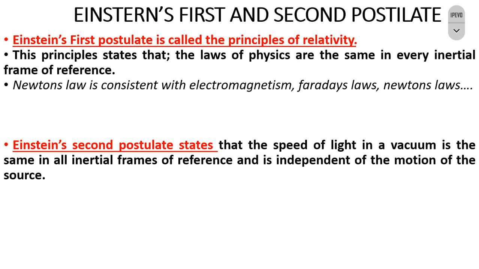That's what Einstein was trying to postulate here. He said that the speed of light in a vacuum is the same in all inertial frames. Whether you are inside the bus, or an observer watching the bus and the light coming out from it, the light still has the same velocity. I take it again. The speed of light in a vacuum is the same in all inertial frames of reference and is independent of the motion of the source.